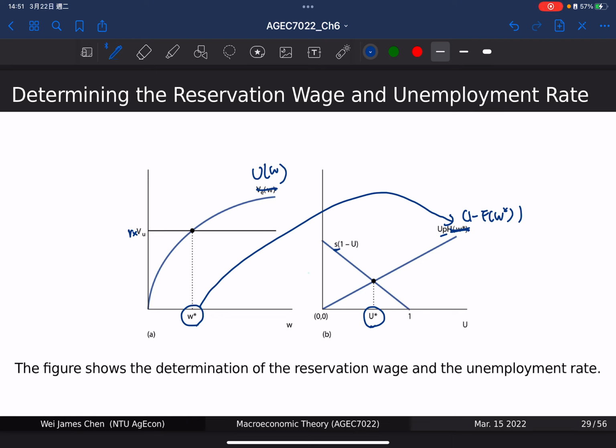Graphically, it looks like this. Okay? So this one determines the W star, the reservation wage. And then the reservation wage is used here to determine the unemployment rate, U.